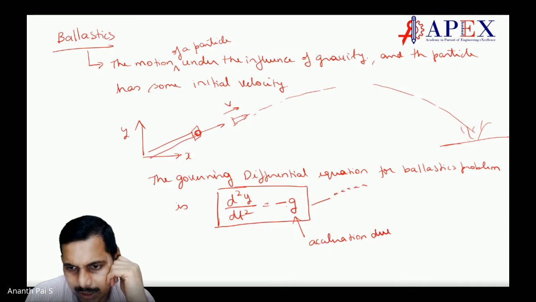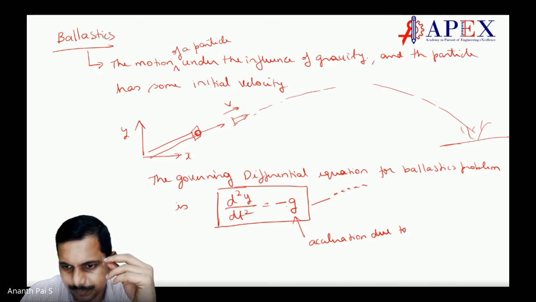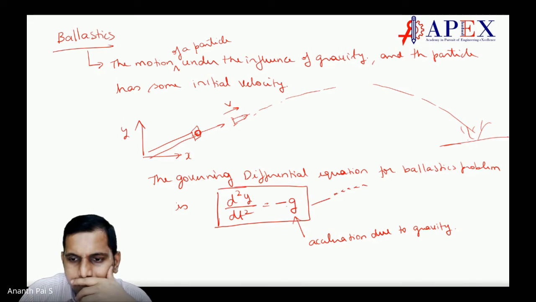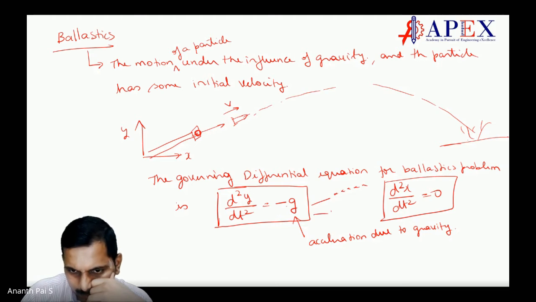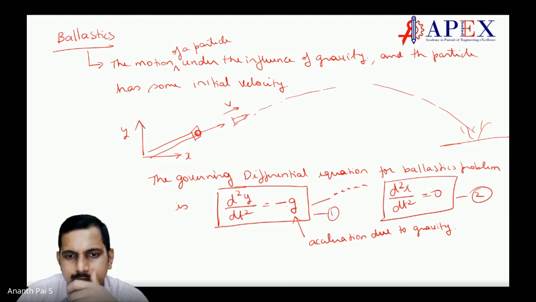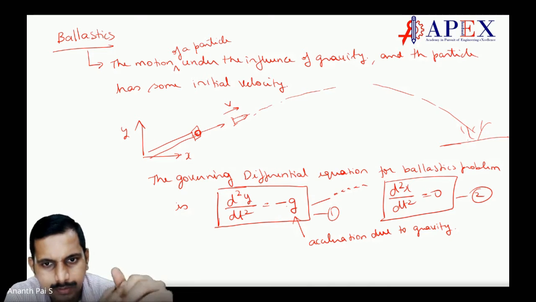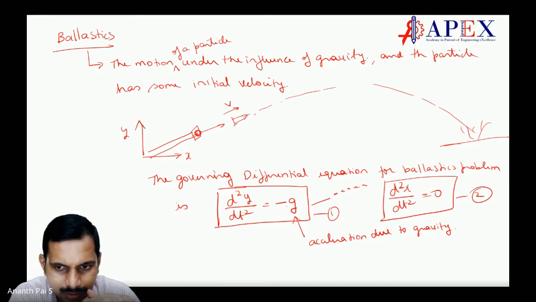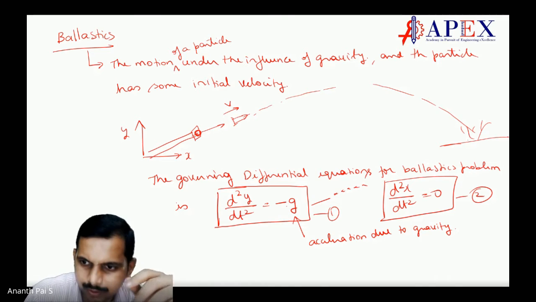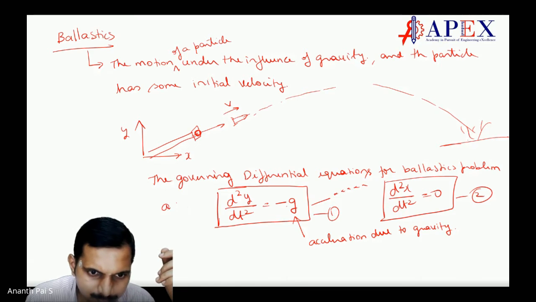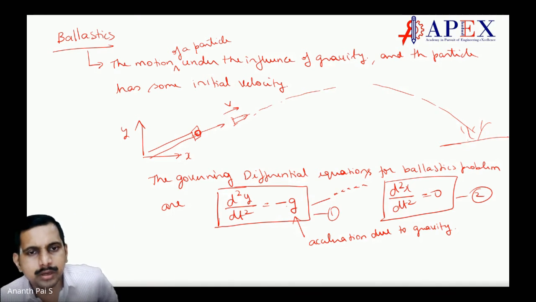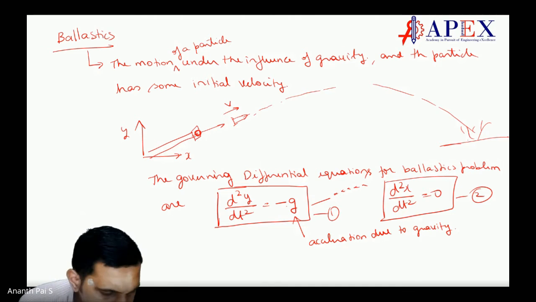So you'll understand how the differential equation is used here also. And the other one is d square x by dt square is equal to 0. This is another equation, so two equations, you can say 1 and 2. Using these two equations, we find out everything. These are the two governing equations for the ballistic problem. If you want, you can put dou square z by dou t square is also equal to 0.